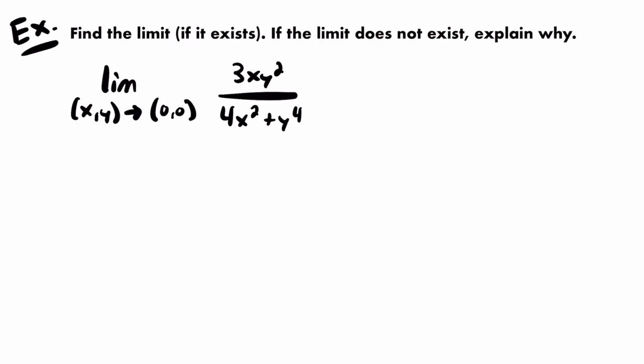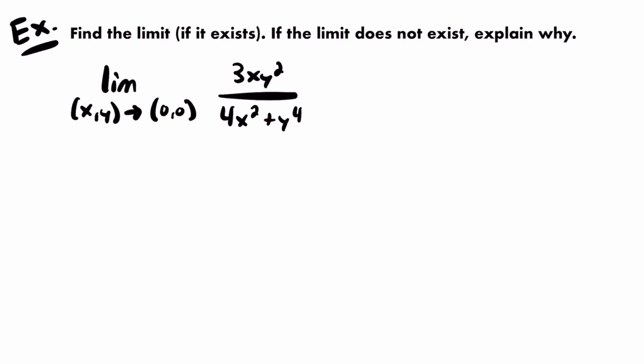For our next example, we once again want to find the limit if it exists, and if the limit does not exist, explain why. And our limit is the limit as (x, y) approaches (0, 0) of the function 3xy squared divided by 4x squared plus y to the power of 4.